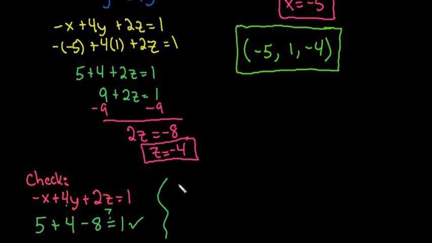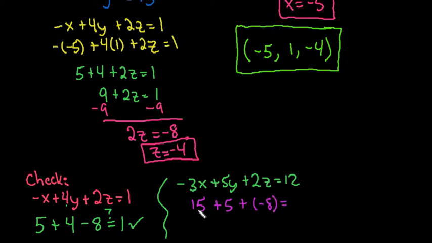For the second equation, the negative 3x plus 5y plus 2z equals 12. If we plug it in, for x, remember we're replacing it with a -5, so I would do -3 times -5, which is +15. I would take the 5 times the 1, which would give me +5. And I would take the 2 times the -4, which gives me -8. And so if I add this together, 15 plus 5 is 20, and 20 minus 8 does give me 12, so we can see that that one works as well.